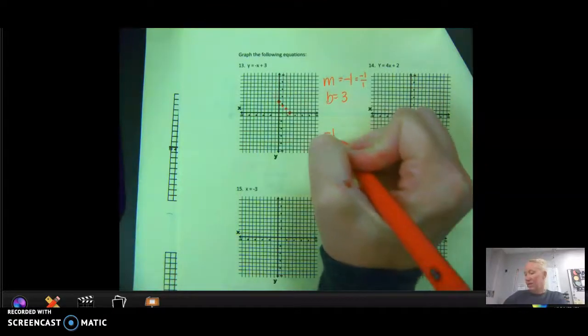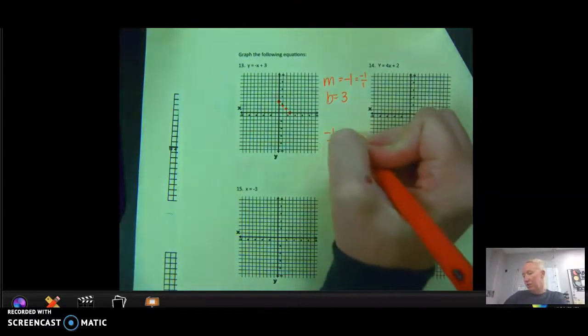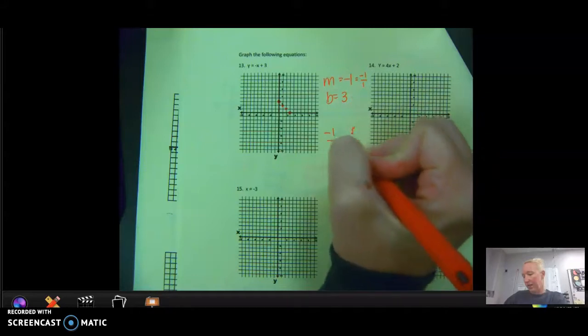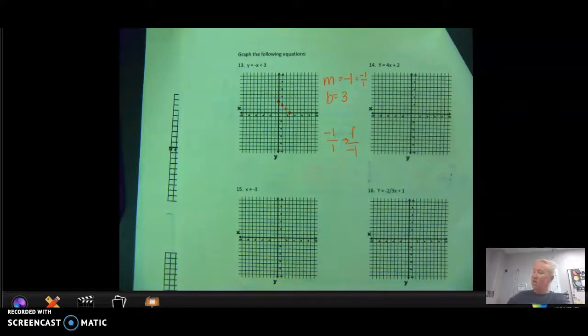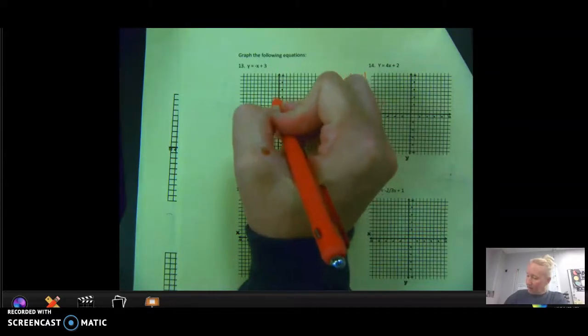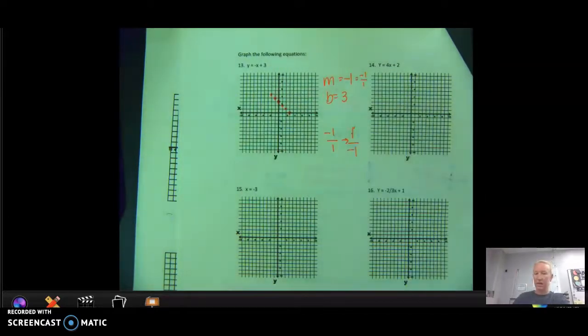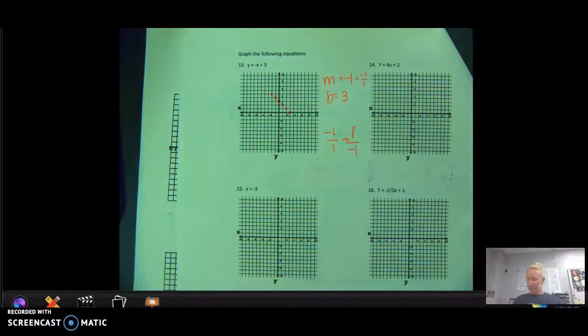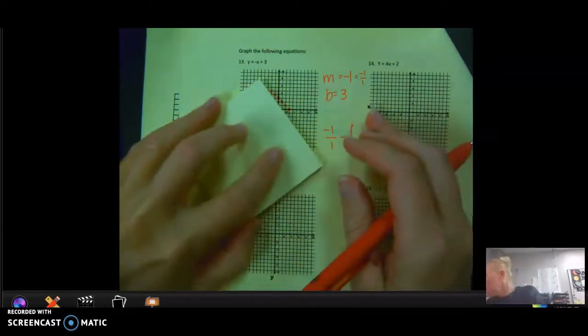Would you agree that a negative 1 over 1 is equal to a 1 over negative 1, right? So the other way I can think of this is I could go up 1, back 1, up 1, back 1, okay? We're on the same line. What I always want you to have, though, to connect these, this is very important, is I want you to have some sort of straight edge. So I'm just grabbing, I have Post-it notes close.